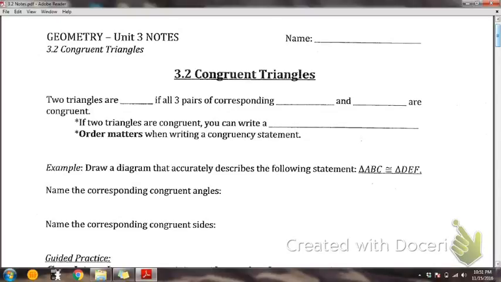All right, today's lesson is 3.2. We're going to talk about two triangles, and we're going to compare two triangles, and we're going to be able to determine if they are congruent or not congruent.